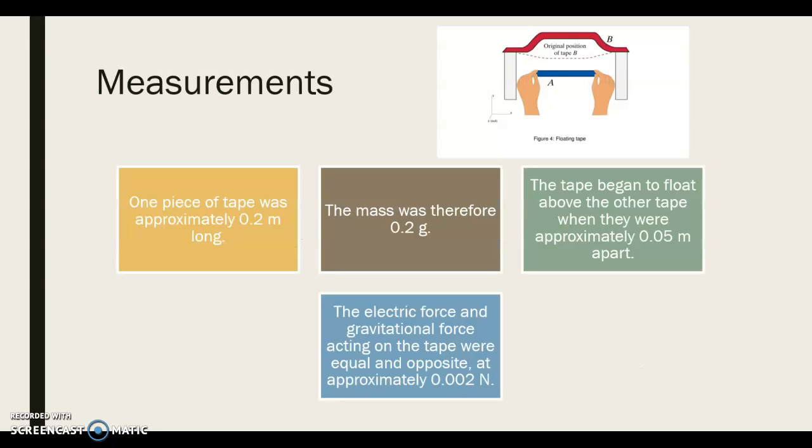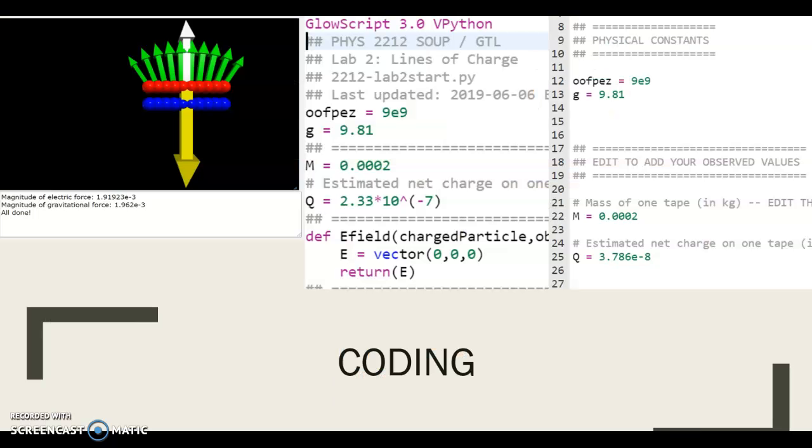So some basic measurements I found in this lab were that one piece of tape was approximately 0.2 meters long, and the mass was approximately 0.2 grams for each piece of tape, and the piece of tape on top began to float above the bottom piece of tape when they were approximately 0.05 meters apart from each other. And the electric force and gravitational force acting on the tape were equal and opposite, so they ended up being about 0.002 newtons each.